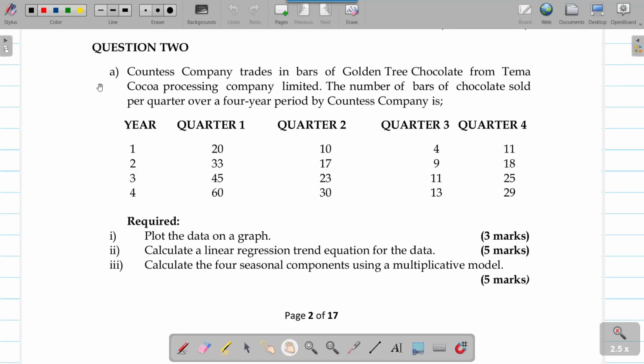Are you looking for a video that will explain vividly the processes in establishing the trend line given some set of data? Wait, then this video is for you.